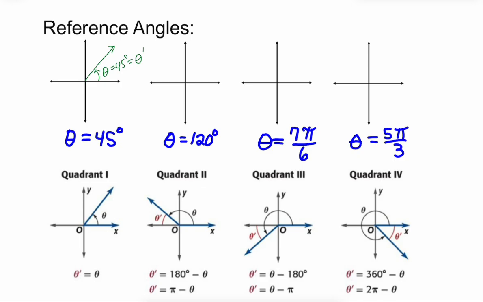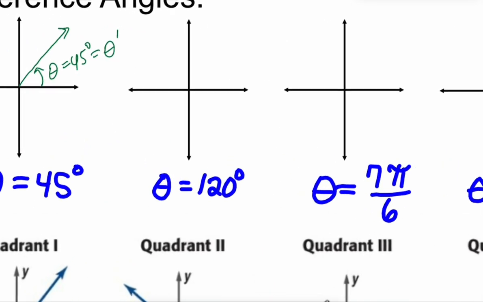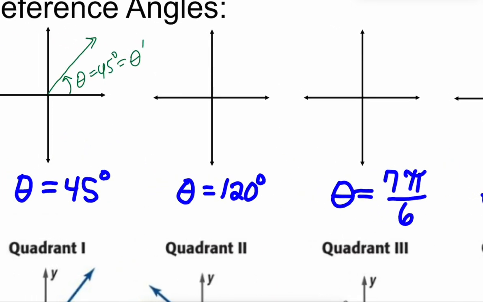So let's look at 120. Now I'm going to show you what the triangle measure is. I'm going to show you what the real measure is. So we're going to do the reference and the real angle. Okay. So this is going to be approximate. So don't think this is going to be perfectly measured. But 120, the actual theta is right there.